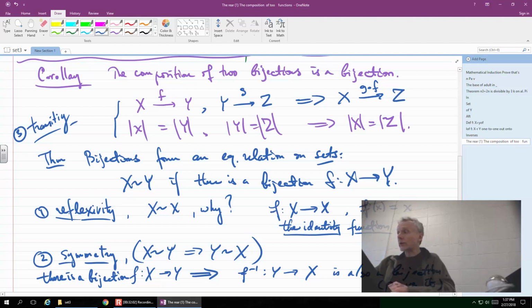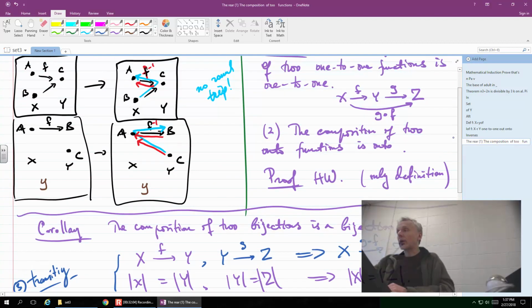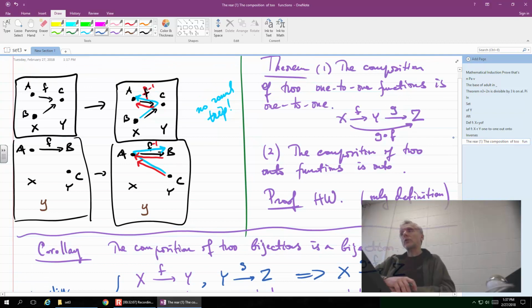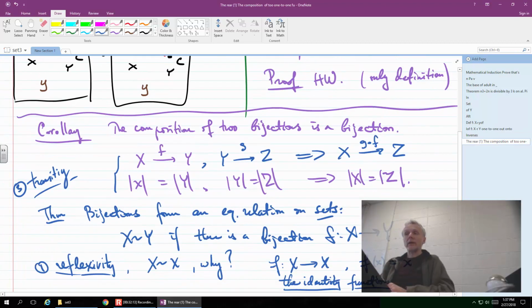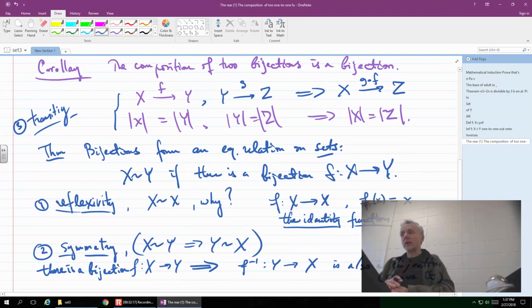Remember where the corollary came from? It came from this theorem. So two one-to-one functions give us one-to-one. Two onto functions give us onto, and then we had a corollary for bijections. So that's the transitivity for us. Also falls into our lap right away.